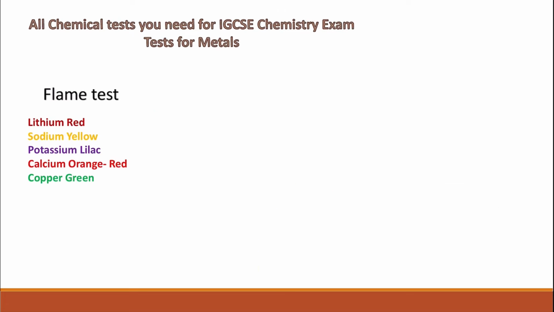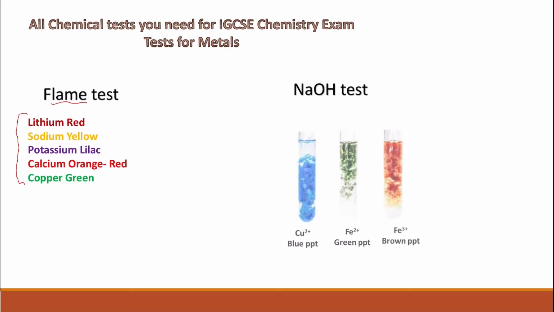Test for metals, the flame test. You need to memorize these and the different colors for the different metals. And then we have the sodium hydroxide test, which distinguishes between the copper 2 ion, which gives a blue precipitate, the iron 2 ion, so Fe2+, which gives a green precipitate, and then the iron 3 ion, which gives a brown precipitate.